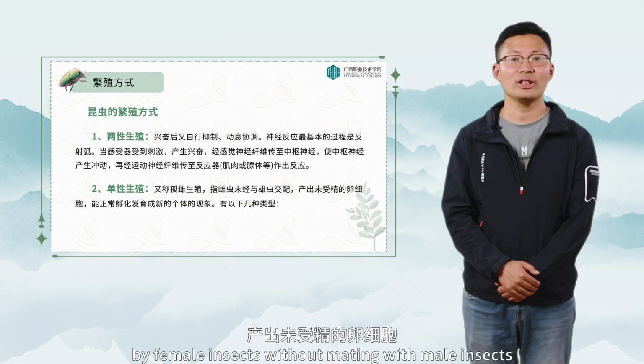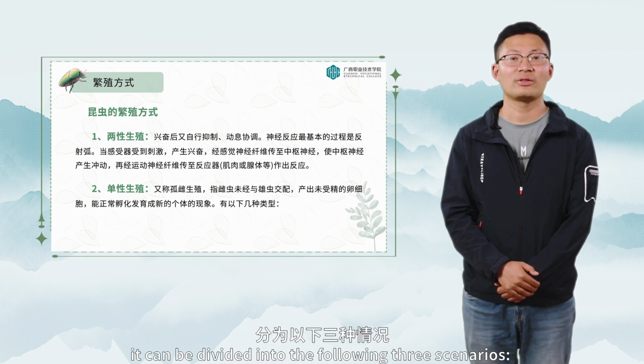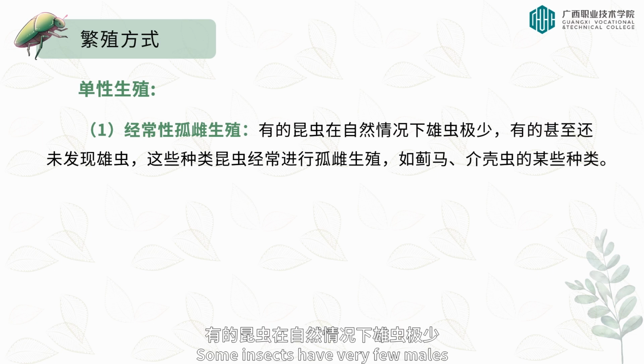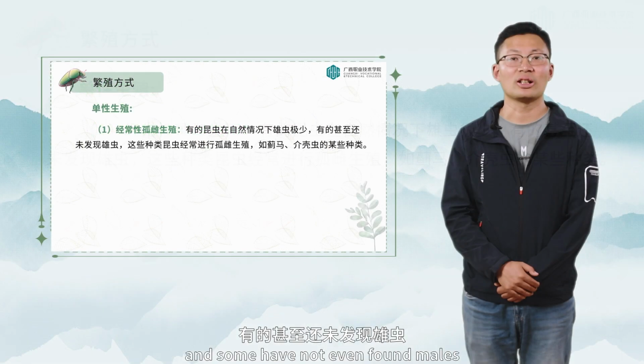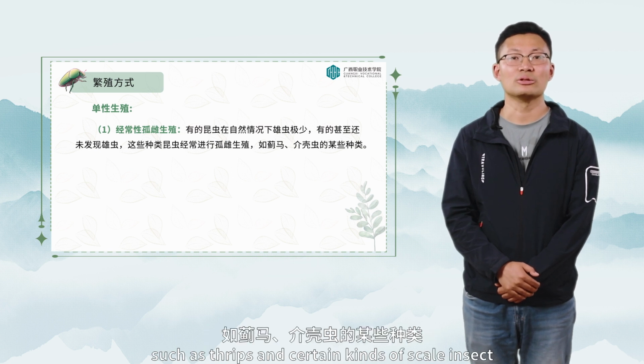Second, parthenogenesis, also known as female parthenogenesis, refers to the phenomenon that the fertilized eggs are produced by female insects without mating with male insects, but can normally hatch and develop into new individuals. It can be divided into the following three scenarios. 1. Regular parthenogenesis. Some insects have very few males under natural conditions, and some have not even found males. These kinds of insects adopt parthenogenesis, such as thrips and certain kinds of scale insect.